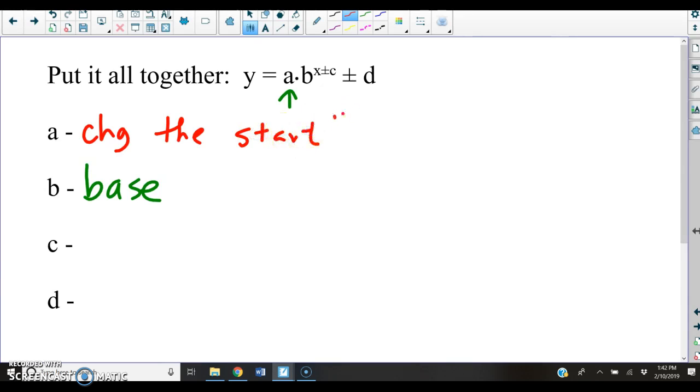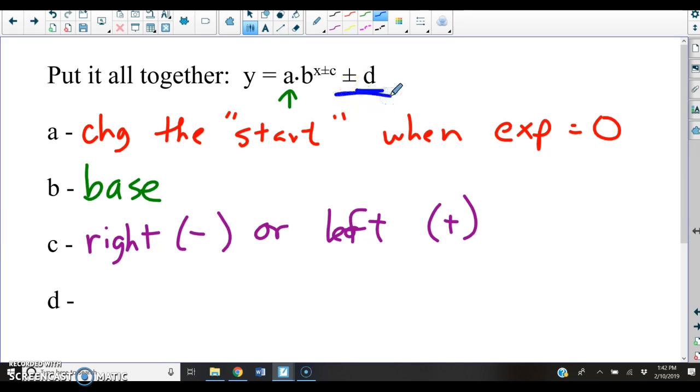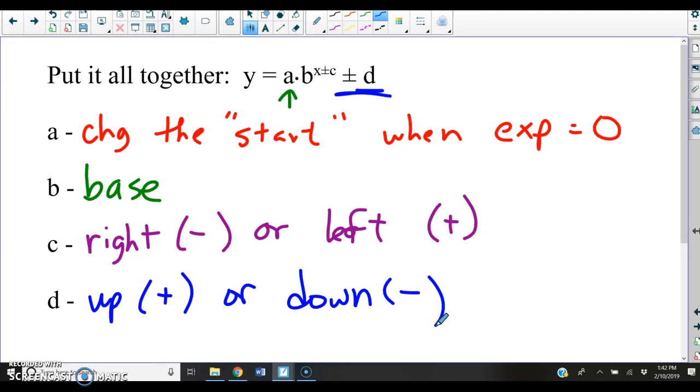Okay, A is going to change the start. Some people say the y-intercept when your exponent is 0. Okay, so it might not be x equals 0, but when the exponent is 0. Okay, the C, that's going to move it right or left. It's going to move it right when it's a minus, and it's going to move it left when it's a plus. And finally, the D is going to move it up or down. Okay, so that kind of puts it all together for you so you can look at that.